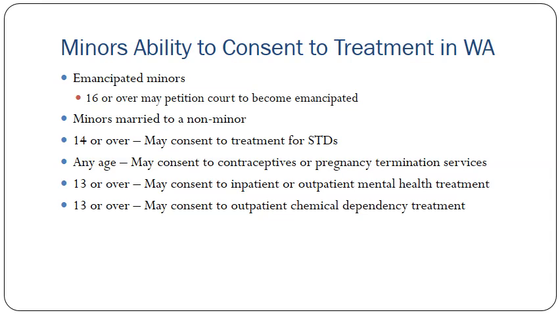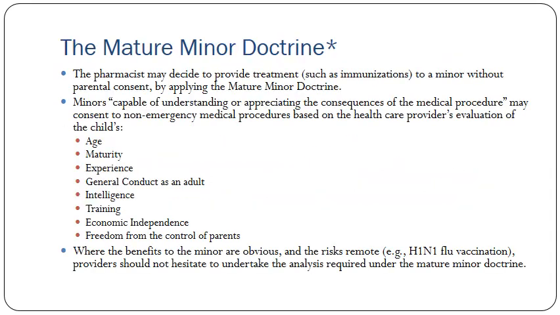Minors who are at least 14 years old may consent on their own for treatment for STDs. At any age, patients may consent to receive contraceptive services as well as pregnancy termination services. Minors must be at least 13 years old to give consent to inpatient or outpatient mental health treatment. Also, minors who need treatment for chemical dependency must be at least 13 years old to consent on their own.